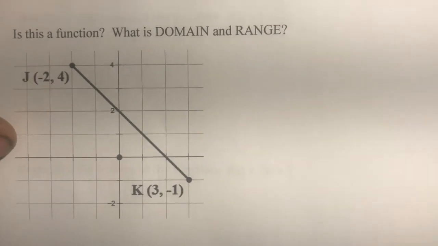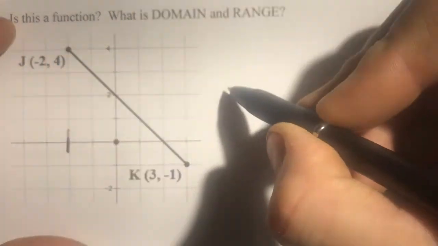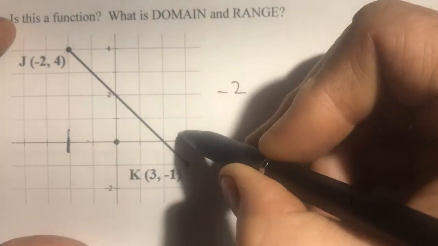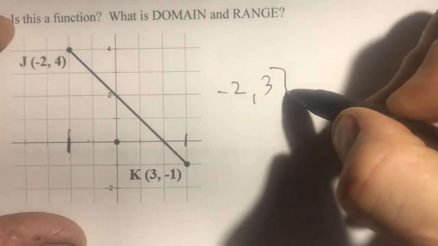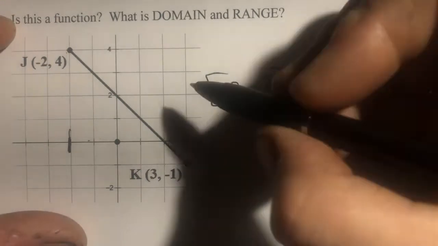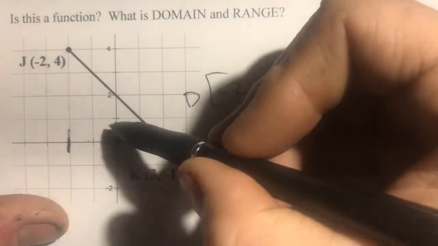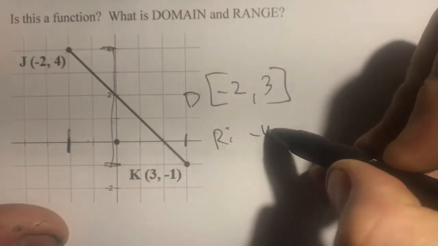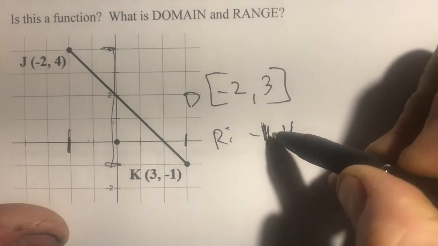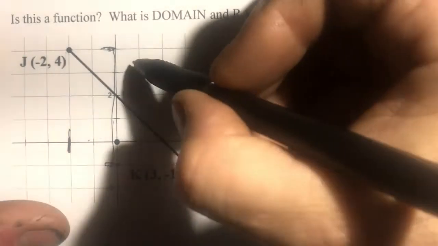What about that one? That's kind of like what we just did. What's the domain and range here? So my domain goes from right here, -2, all the way over here to 3. And they're both included, so I put the bracket. That's my domain. And the range starts down here at -1 and goes all the way up to 4. They're both included. And yes, this is a function.